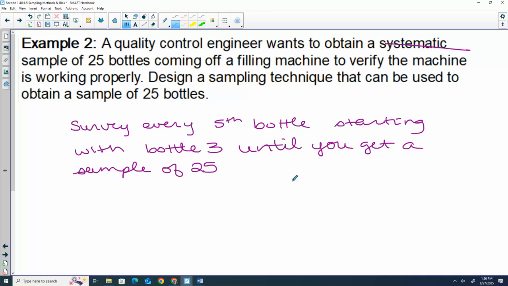So that's systematic. It's always taking every so many. There's a pattern to it. If you know how big your sample size, we didn't here, but if I knew that I produced 100 bottles a day, then you could take 100 divided by 25 to figure out how often you should pull one to make sure that you do get a good spread throughout the day, so you don't have to just arbitrarily pick it.